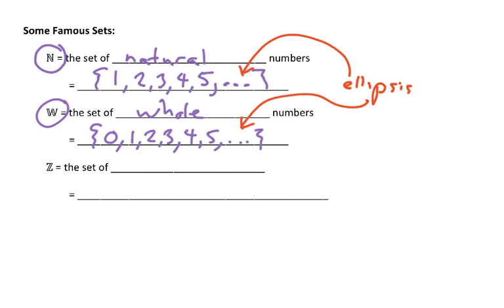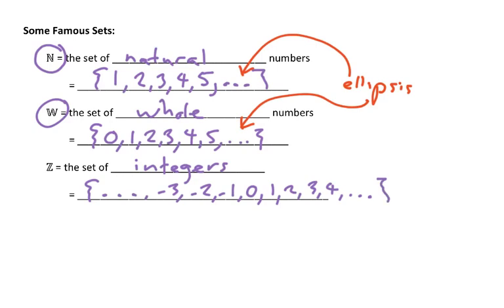And finally, the Z represents the set of what we call integers. Now, the integers are the whole numbers and all of their opposites, all of their negatives. This set then continues on in both directions, infinitely far, and includes the negative numbers, the negatives of the whole numbers, and the whole numbers. And that continues on and on and on in both directions. So I have an ellipsis on both ends.